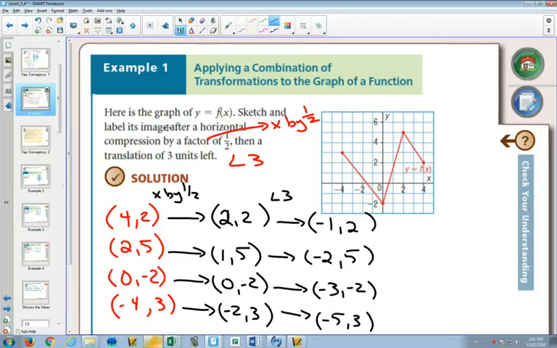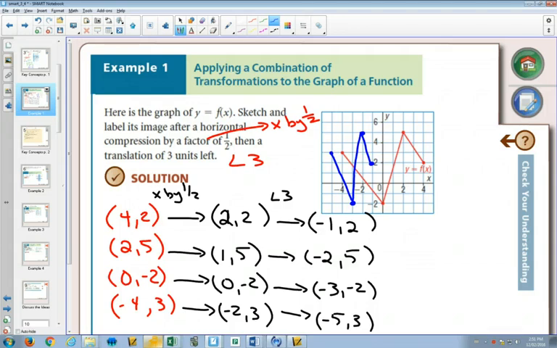So we can label each of those points: (-1, 2), (-2, 5), (-3, -2), and (-5, 3). And join them up. Now, this part of drawing it is nothing different than the equation before.